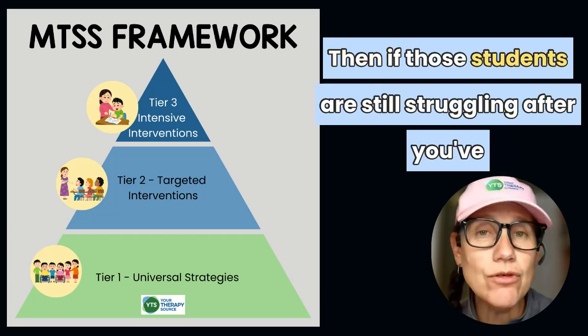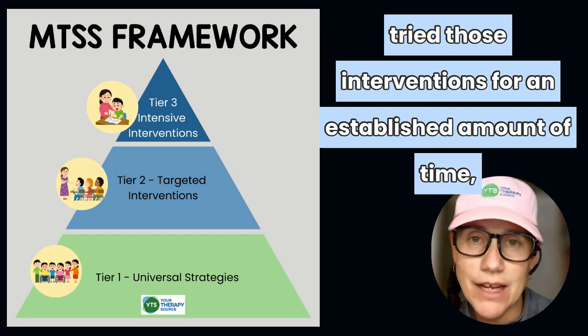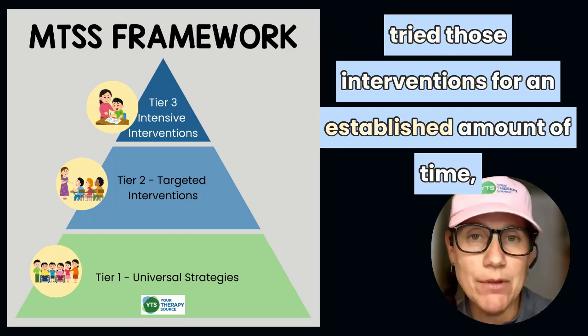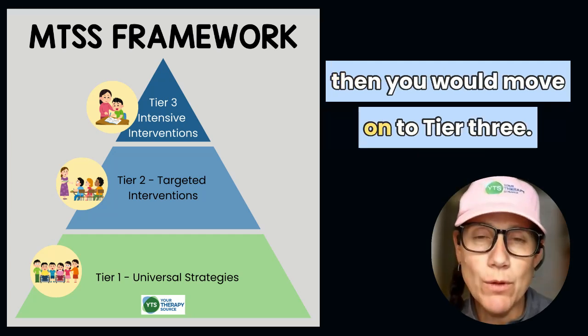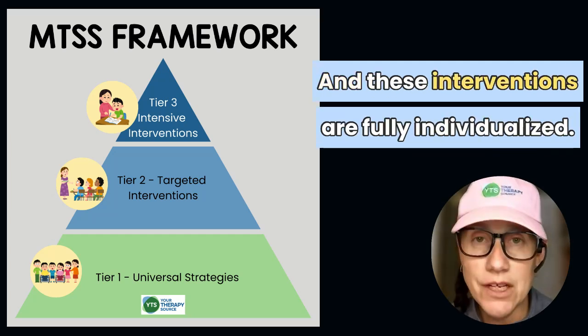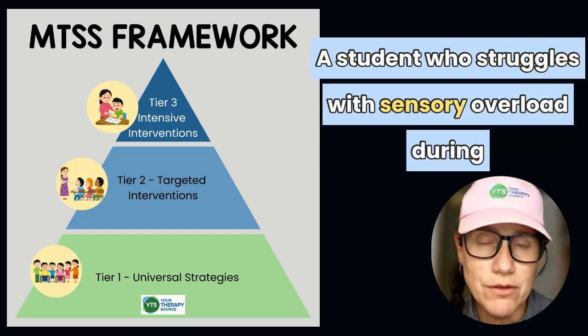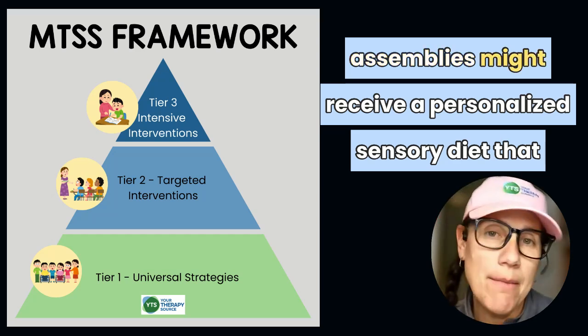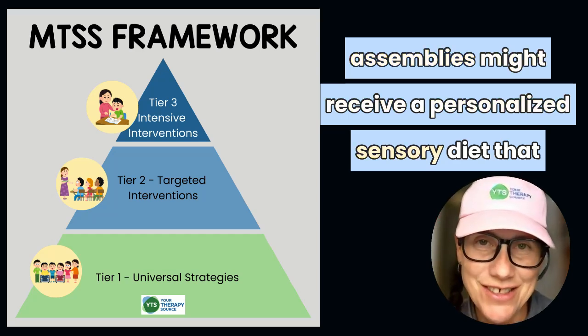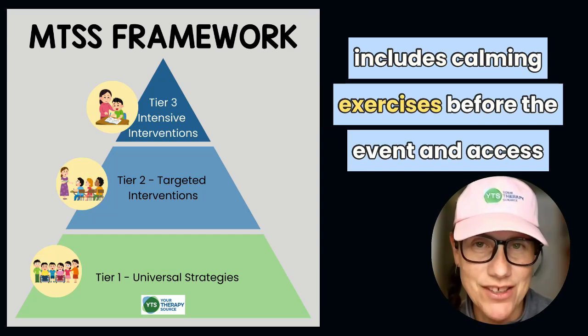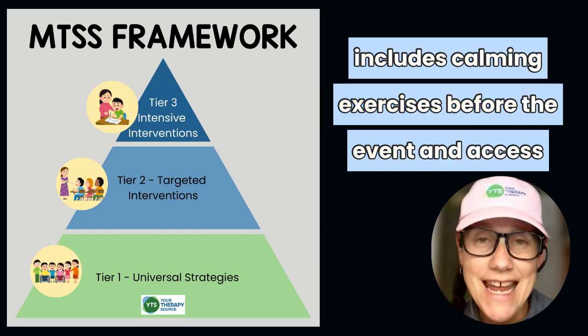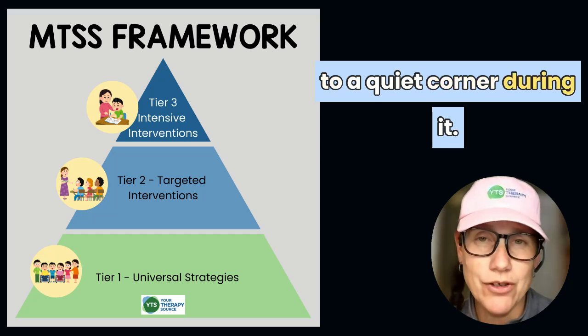Then, if those students are still struggling after you've tried those interventions for an established amount of time, then you would move on to Tier 3. And these interventions are fully individualized. A student who struggles with sensory overload during assemblies might receive a personalized sensory diet that includes calming exercises before the event and access to a quiet corner during it.